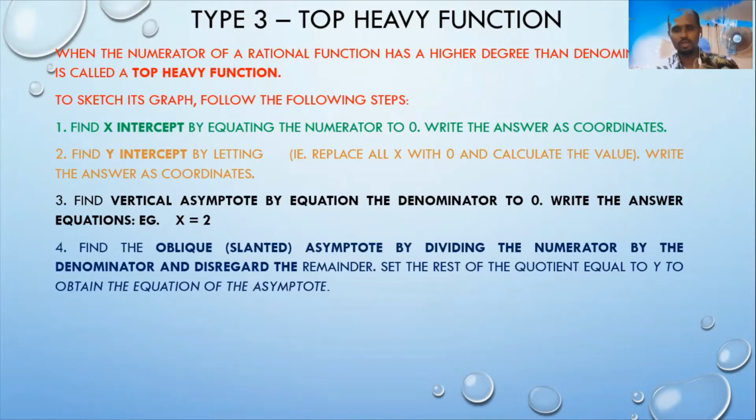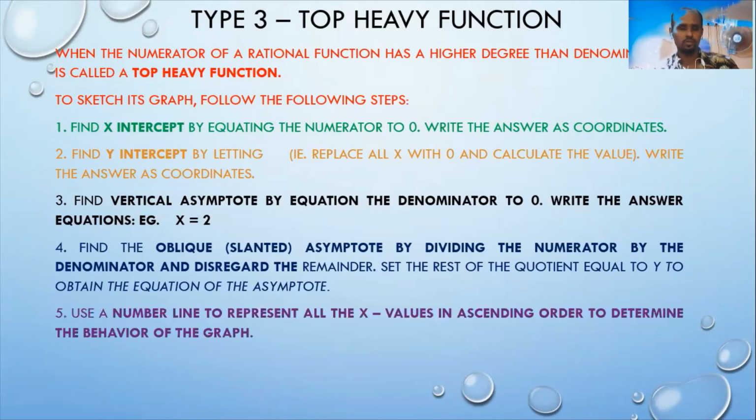For a top heavy function, there will be no horizontal asymptote. It will have an oblique asymptote. Oblique means a slant line, not vertical, not horizontal, but a slant line. You find it by dividing the numerator by the denominator and disregarding the remainder, so you have to do long division. If there is a remainder left after long division, disregard the remainder and use the equation that you get to find the x and y-intercepts of the oblique asymptote. Don't worry, I'll go over an example, then you'll be able to understand.